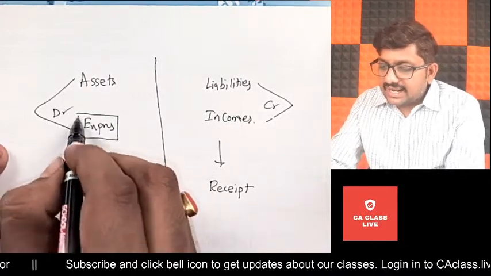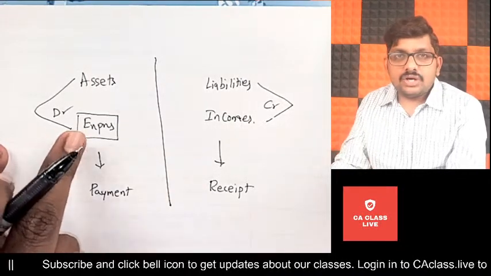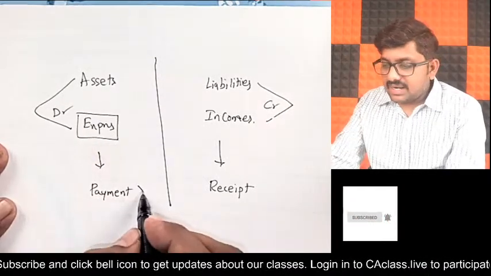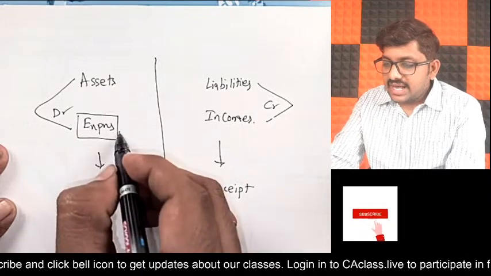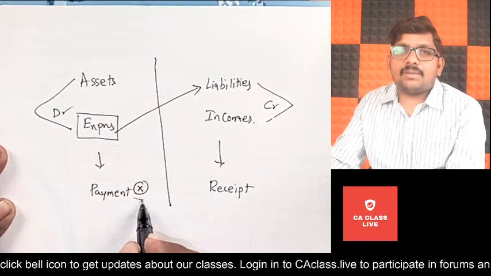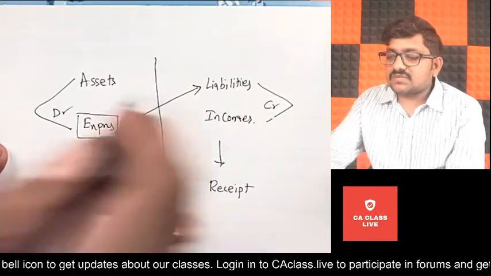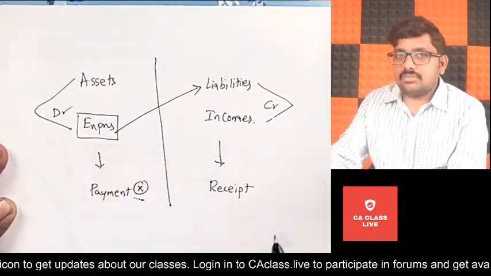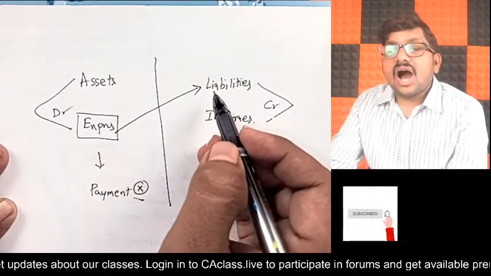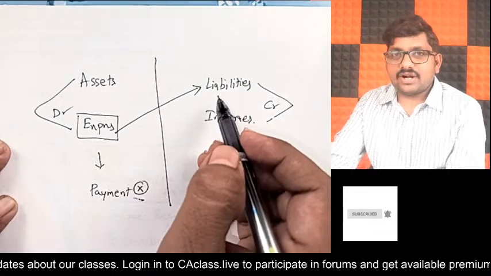When you incurred an expense, but did payment happen? Payment did not happen. That's why this incurred expense will lead to a liability, because payment did not happen. This expense will lead to the opposite category. It will lead to a liability. What is the name of the liability we have discussed? Outstanding expense. Got it, friends?